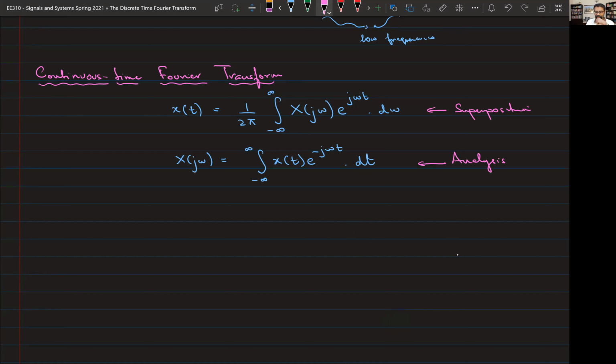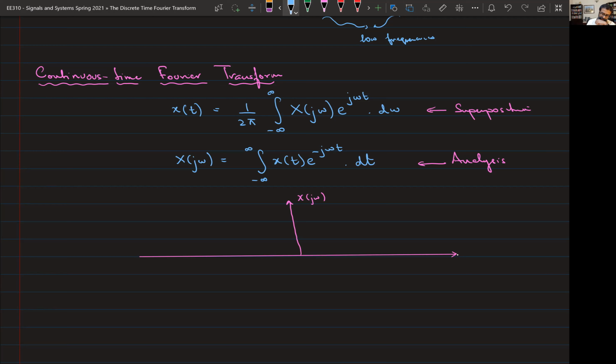Can somebody tell me, what does a superposition expression imply, or the inverse Fourier transform relationship? What does it mean? Or in other words, if I give you some Fourier transform, taken off some arbitrary signal, and let's say that Fourier transform looked something like this.